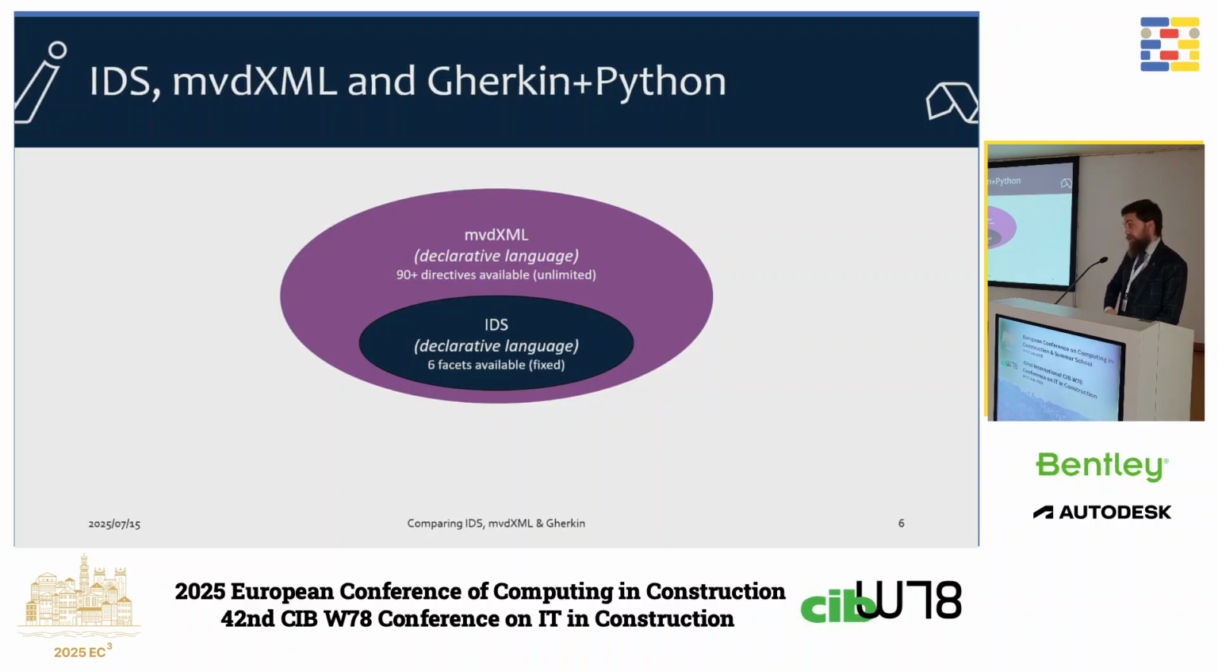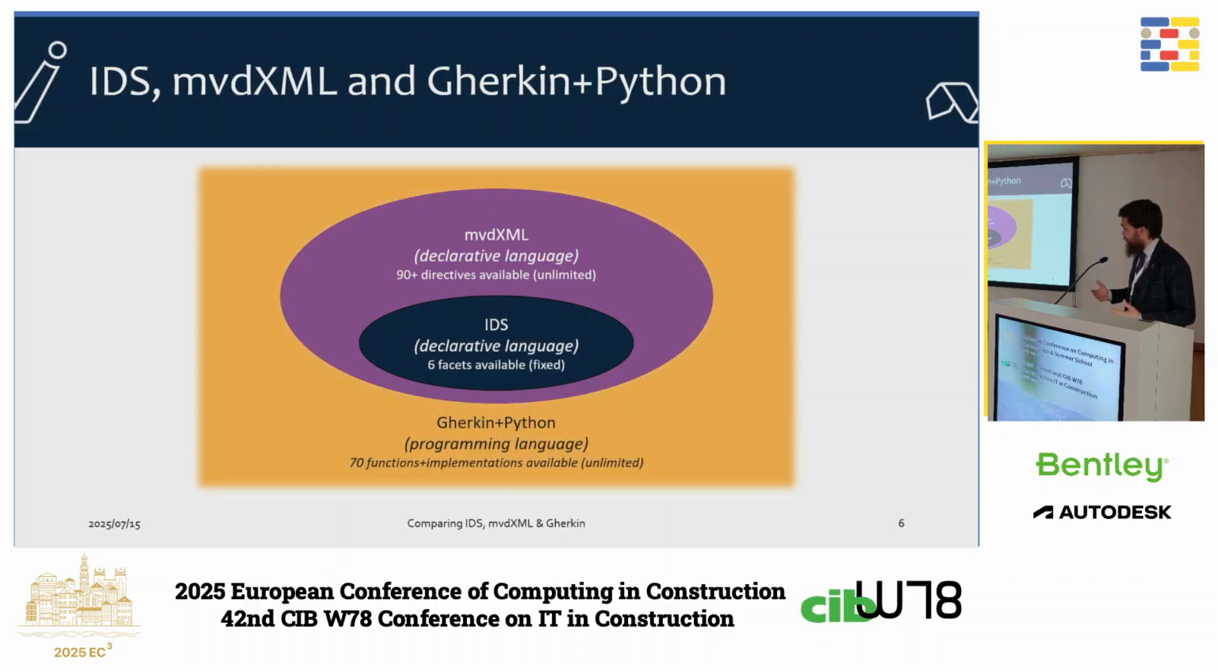And then even bigger than that is, of course, the Gherkin and Python implementation, because you're dealing with a programming language. Basically, Turing-complete programming languages, you can do whatever you want, as long as you know how to program, as long as you know how to do it. So there's an openness to possibilities, but there's also a specific cost to it, because you need to do it. So currently, for example, buildingSMART has approximately 70 functions implemented in their implementation.